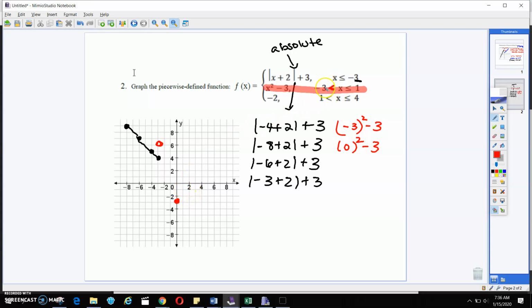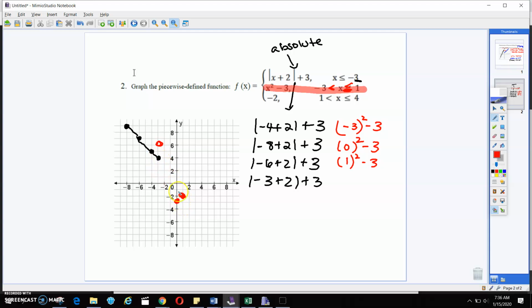What about another number in between negative 3 and 1? 1. Let's plug 1 in. What's 1 squared? 1 minus 3 is? So we're going to plot a point right there. Now that should be a closed circle. Why? Because look at my interval again. You see that line that's underneath? That means that I'm going to have a closed circle.